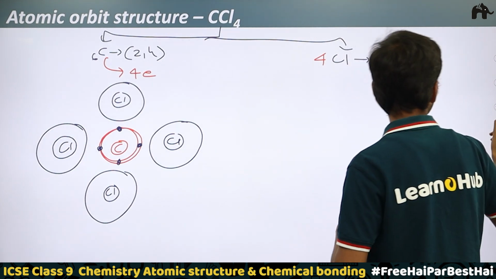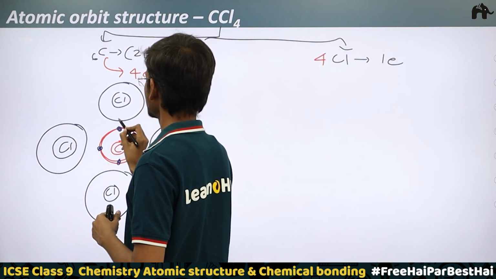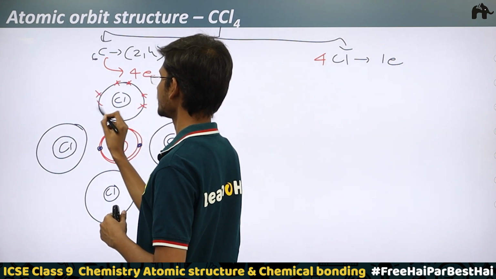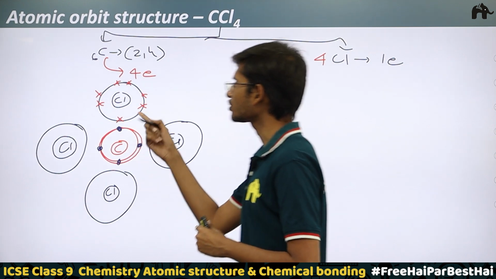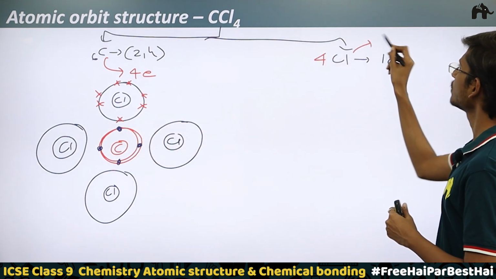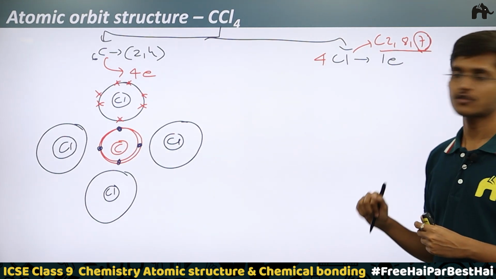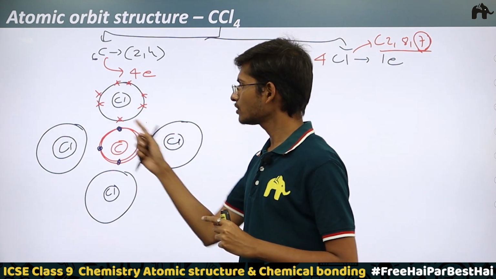Now here for chlorine, I will make 3 pairs of electrons and put them on the 3 sides, and then the 7th electron. 6 electrons and then the 7th electron, because chlorine's electronic configuration, we all know, is 2, 8, 7. So 7 electrons in the outermost shell, and I'm showing 7 electrons in this fashion: 6 electrons in pairs, 1 electron not in a pair.